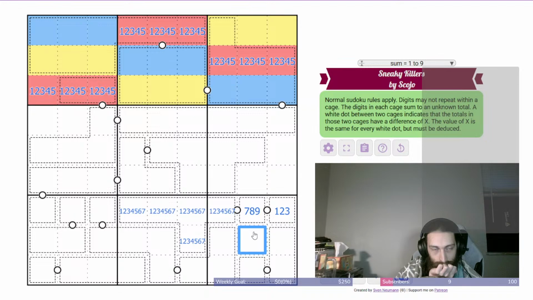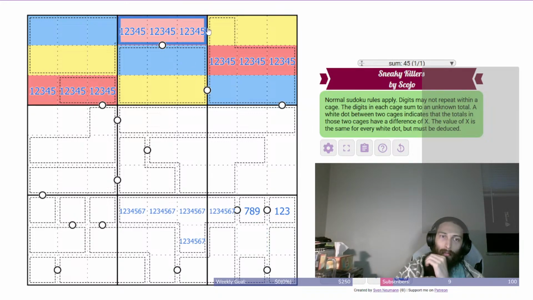Well, red can't be 9. But 6, 7, or 8. Yeah, I think you said that. Because if it was 9, these two wouldn't work. Right. And it's minimum 6, because red is 3 digits wide.